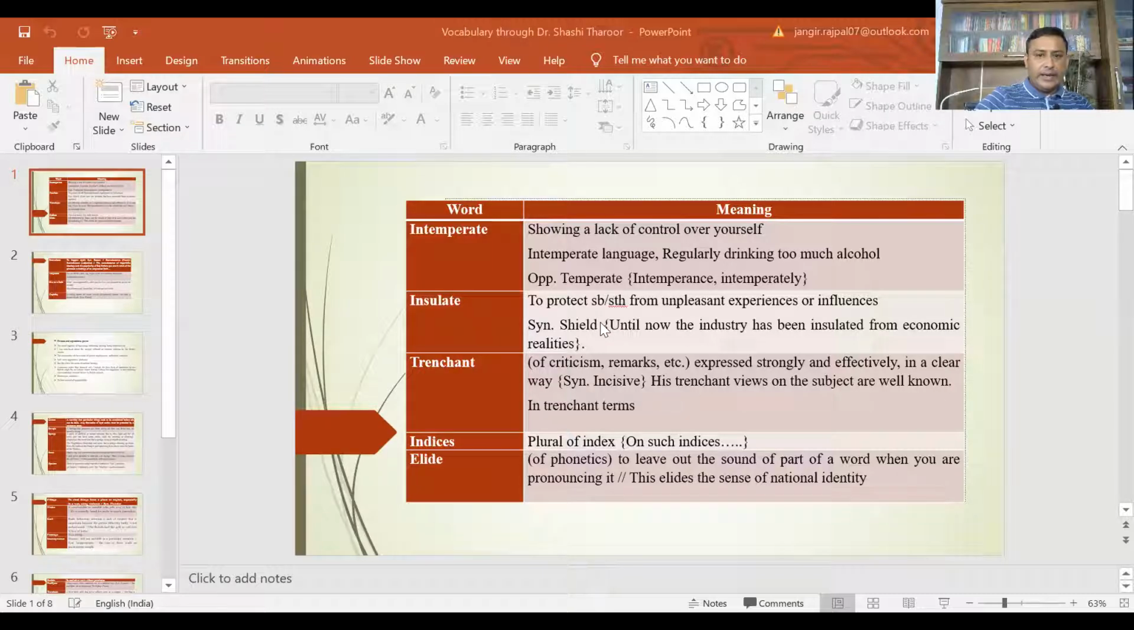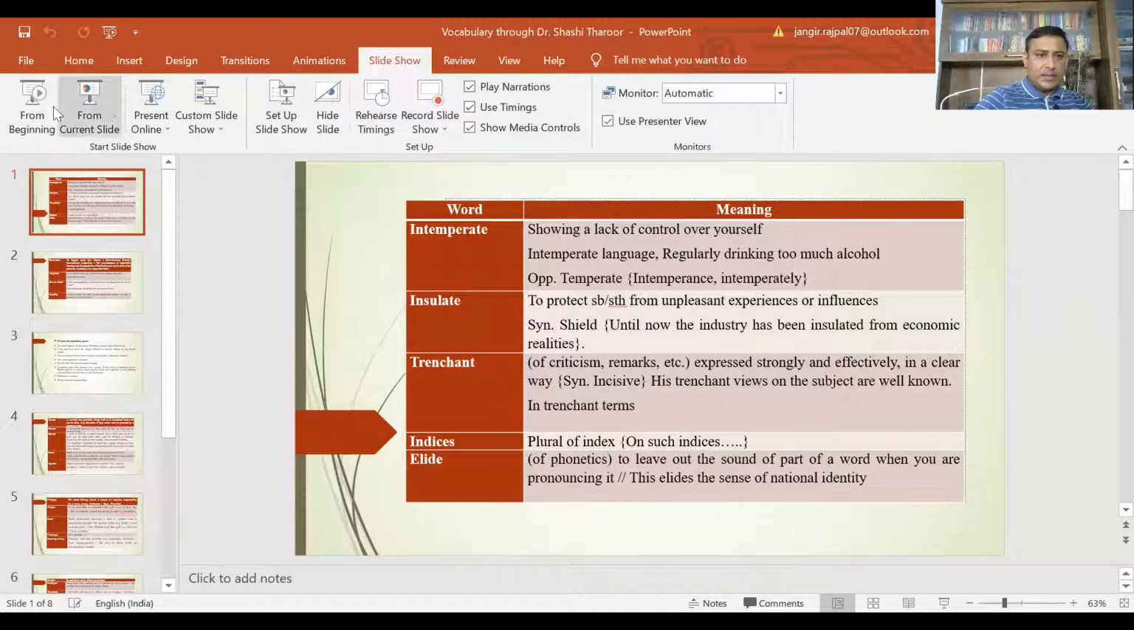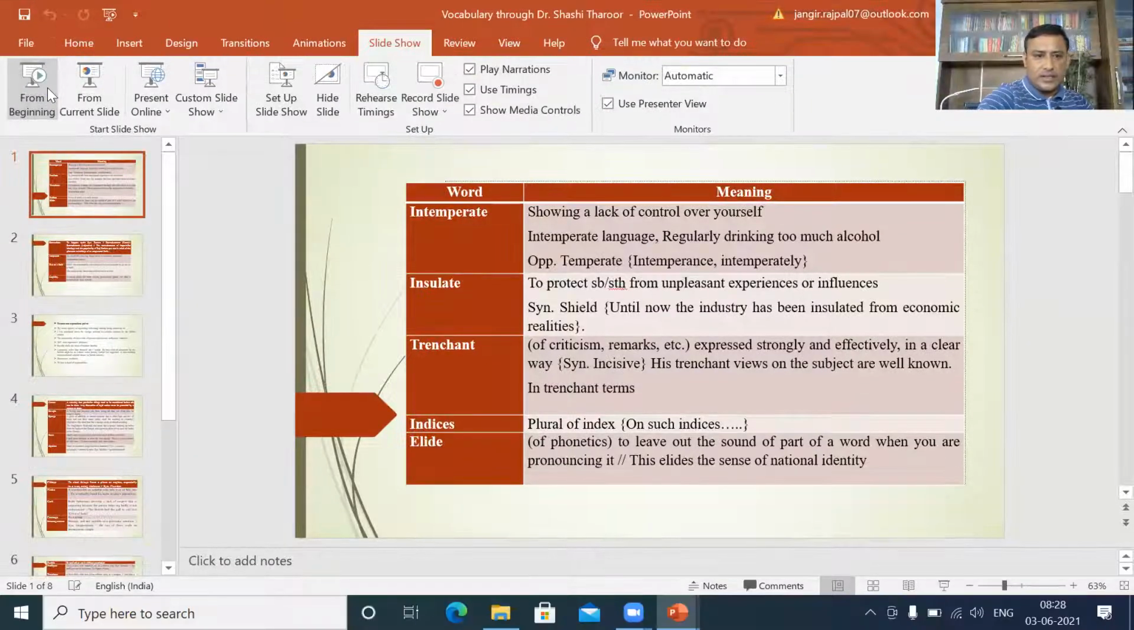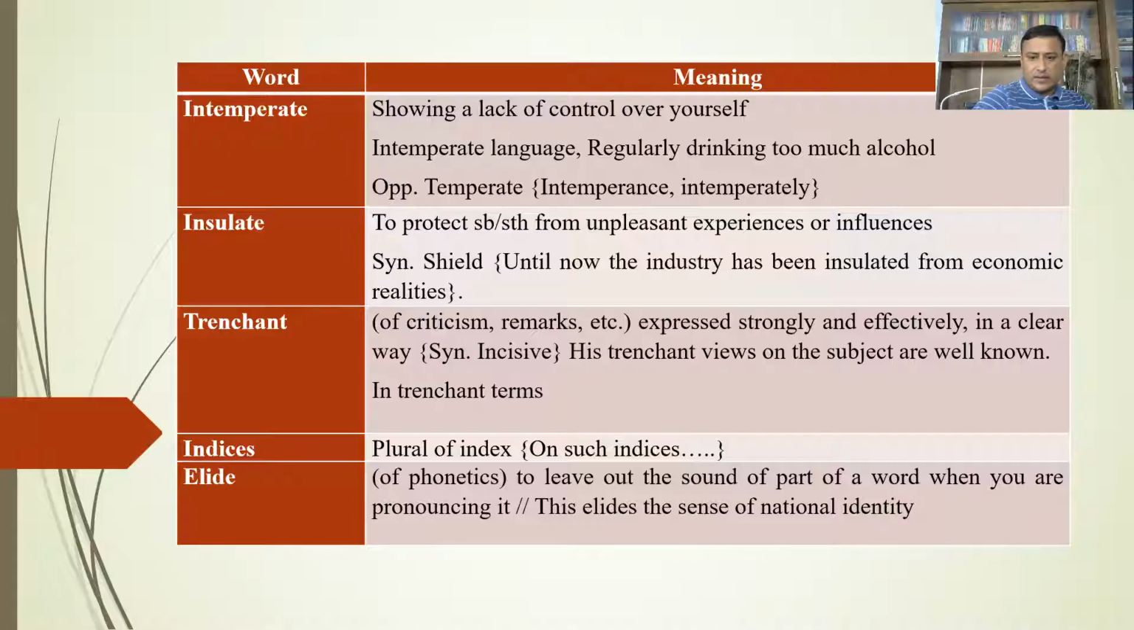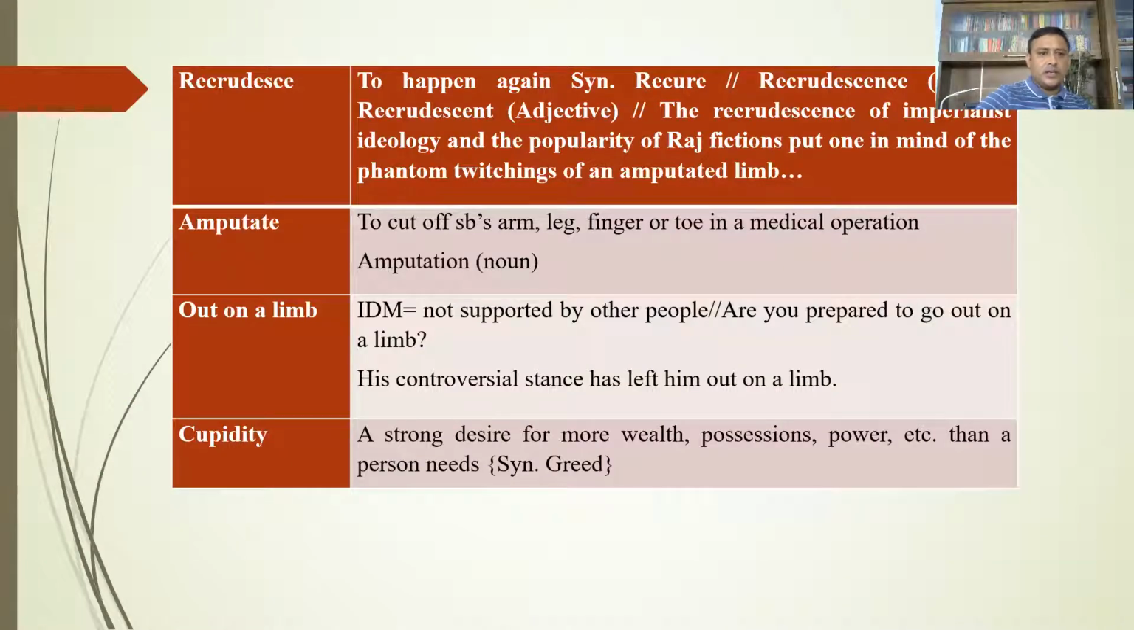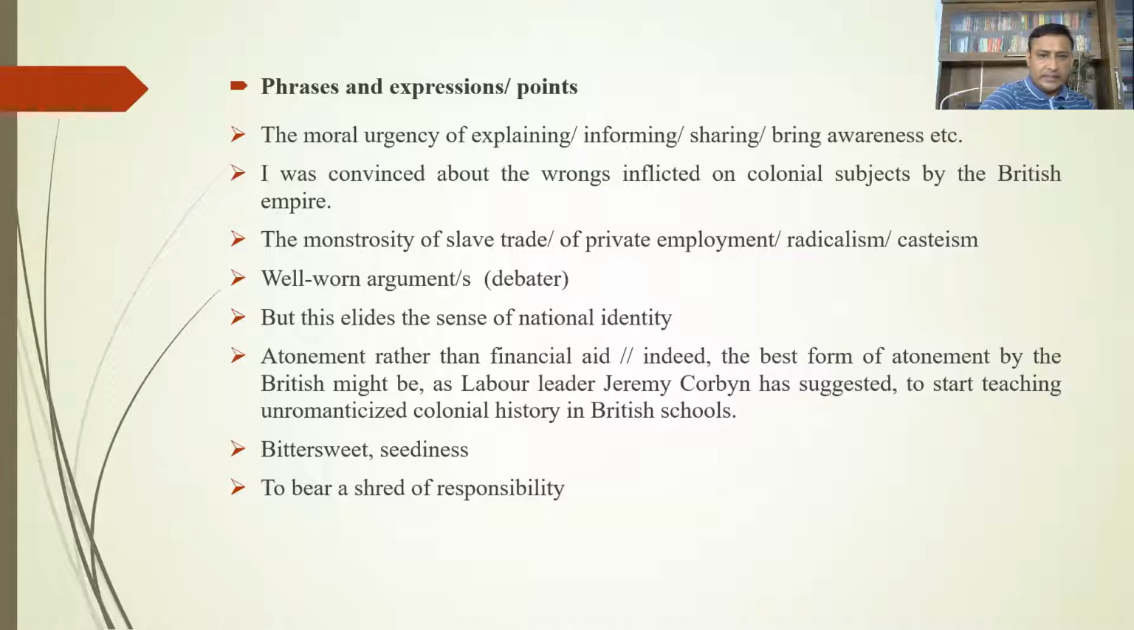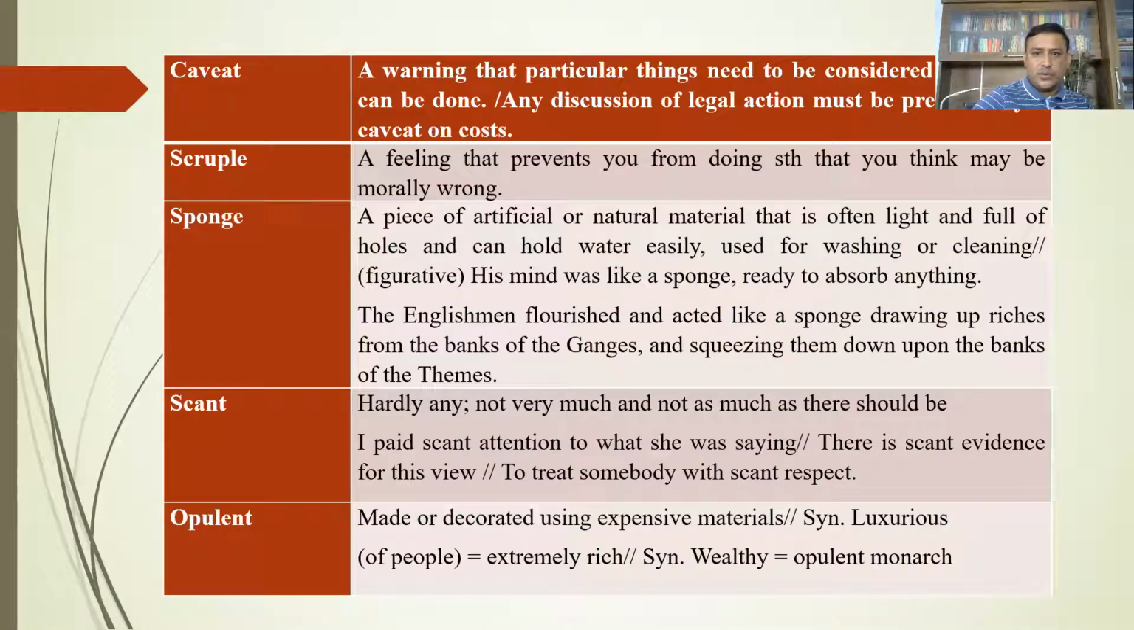The simple words: intemperate, lack of control; insulate, to protect from bad experience; prescient; criticism; indices; elide; and next is reproduce; amplitude; out on a limb, being alone; cupidity; and then the phrases. Now we move on to today's stuff for discussion.